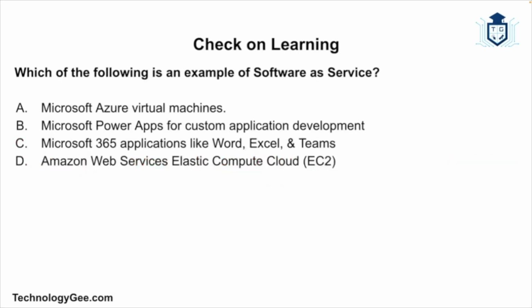And our final question is, which of the following is an example of software as a service? Is it Microsoft Azure Virtual Machines? Is it Microsoft Power Apps for custom application development? Is it Microsoft 365 applications like Word, Excel, and Teams? Or is it Amazon Web Services Elastic Compute Cloud, or EC2?